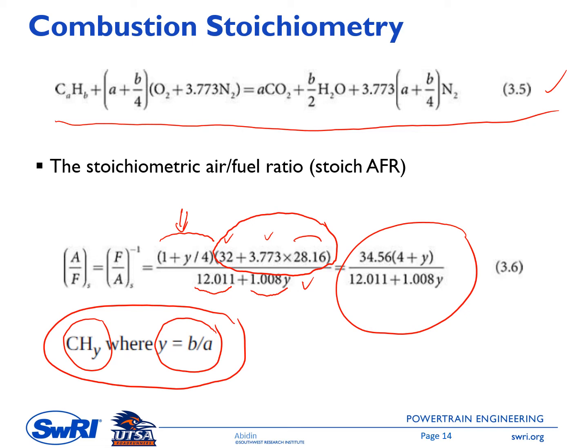Based on this equation 3.6, you can see clearly that the stoichiometric air-fuel ratio of fuels depends on Y, which is the ratio between the hydrogen atom number and the carbon atom number. So with this equation 3.6, you can make a plot for the stoichiometric air-fuel ratio of different fuels that have a different Y number.